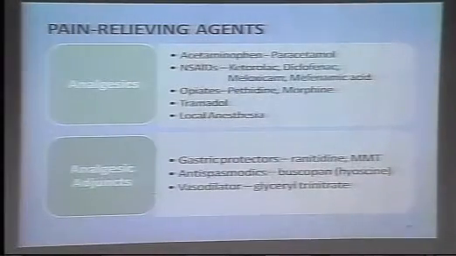And we also managed to identify the pain relieving agents used in our ED, and we divide them into analgesics, which is 5 of these, and also analgesic adjuncts. They are not true analgesics, but they do confer pain relieving effects, so we include them in the study.